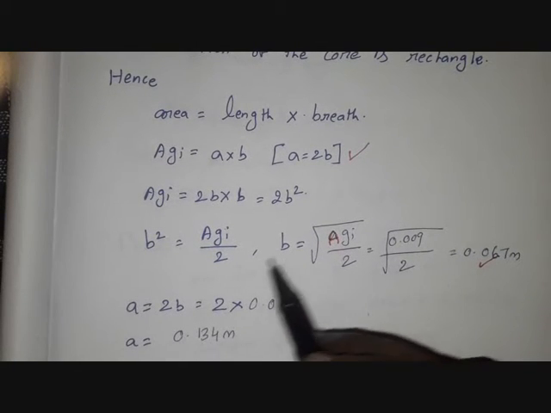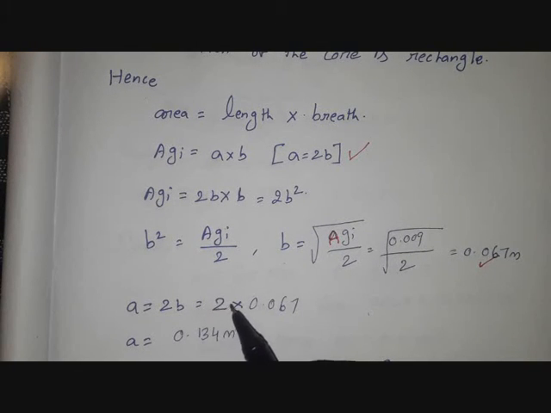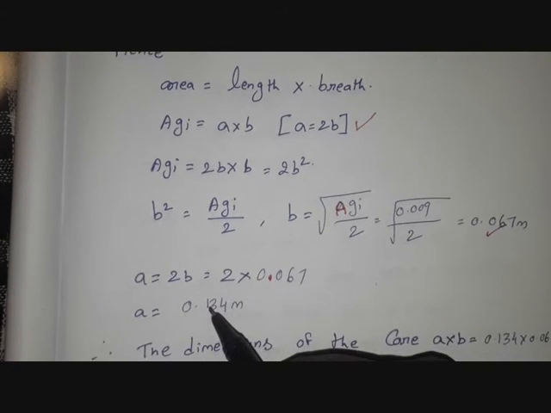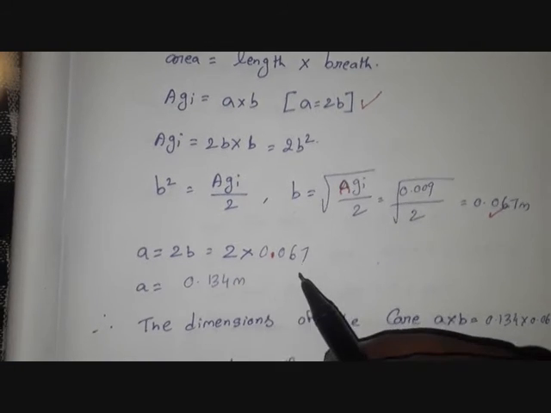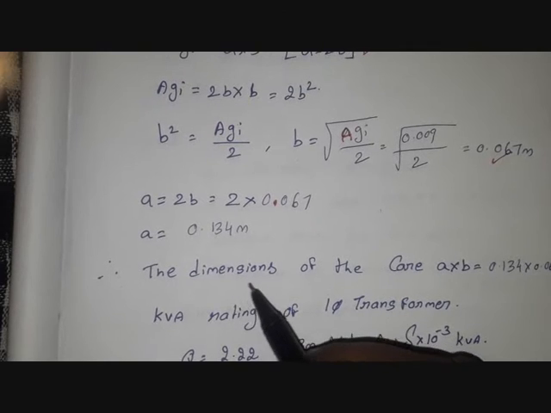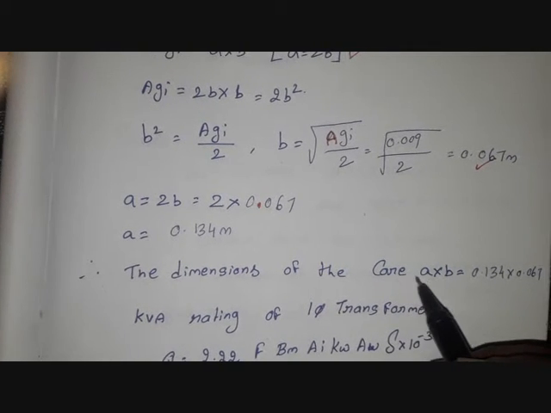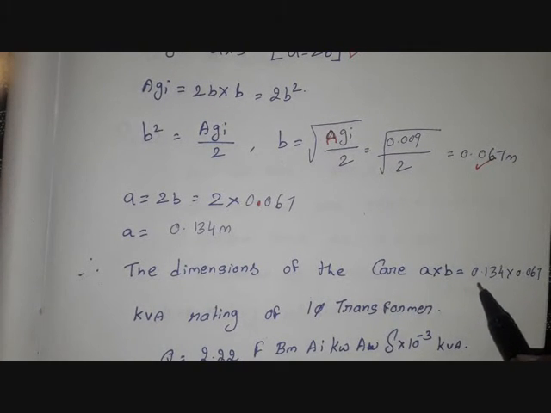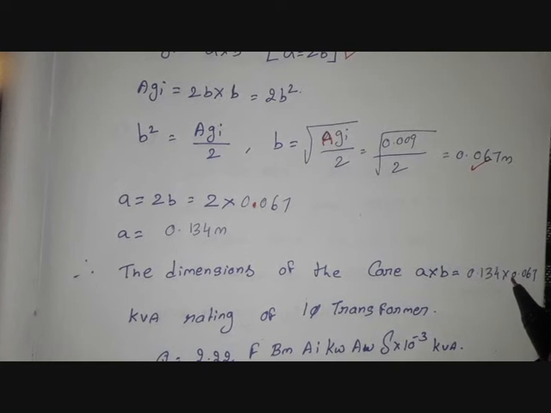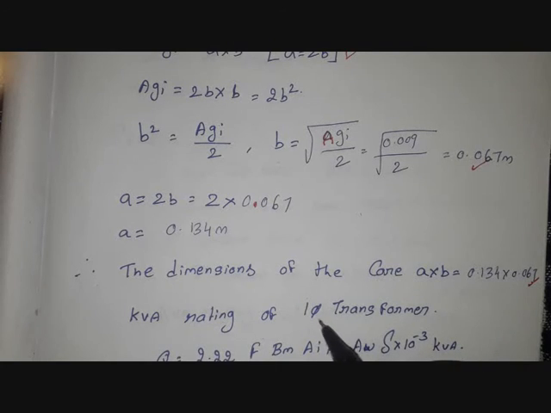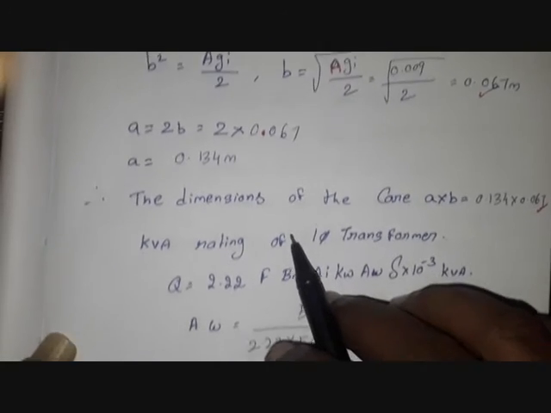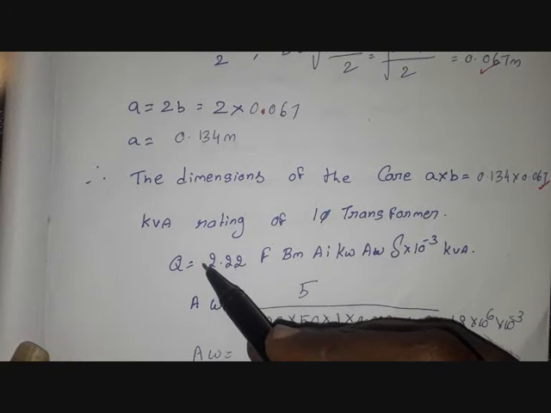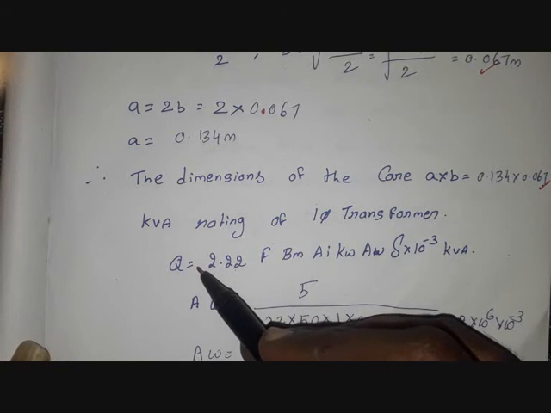Now from this, A is equal to 2B. Just multiply 2 into 0.067. So we get the value of A. Next we move to the dimension of the core, A into B is equal to 0.134 into 0.067. The kVA rating of single phase transformer, that can be written as Q. This is a single phase transformer.